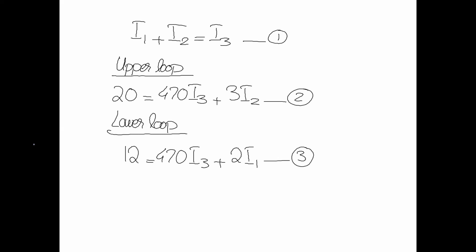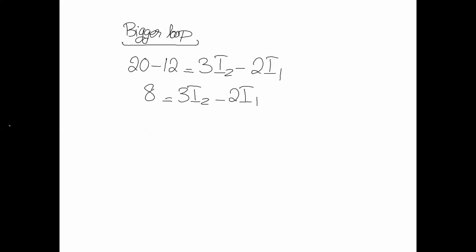So we stop here. There are still, I think, 1 or 2 questions. Just let's talk about the bigger loop. 20 minus 12 is equal to 3 I2 minus 2 I1. I'm getting the same, sir.